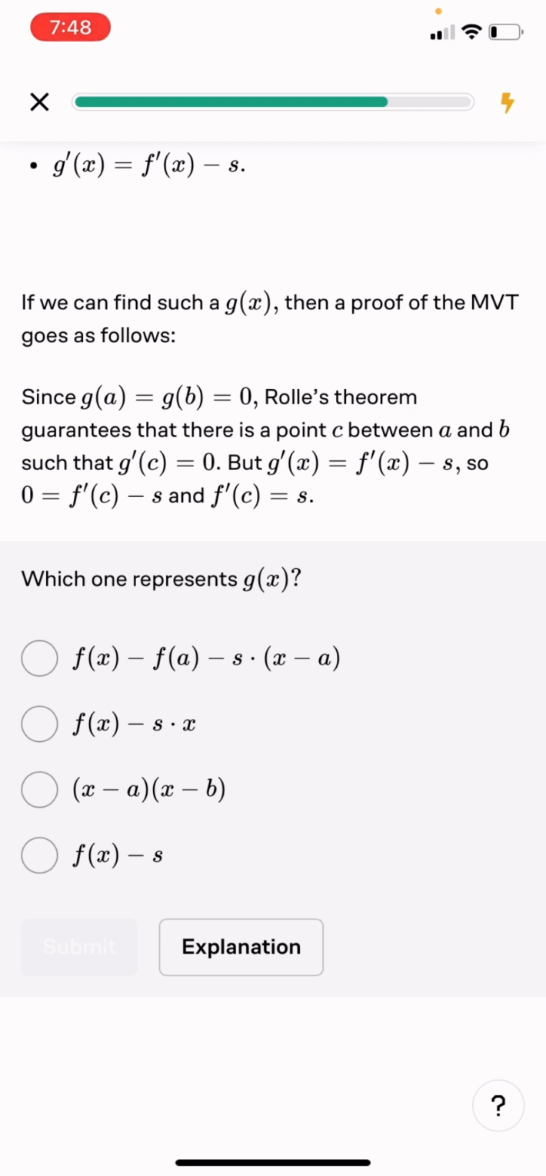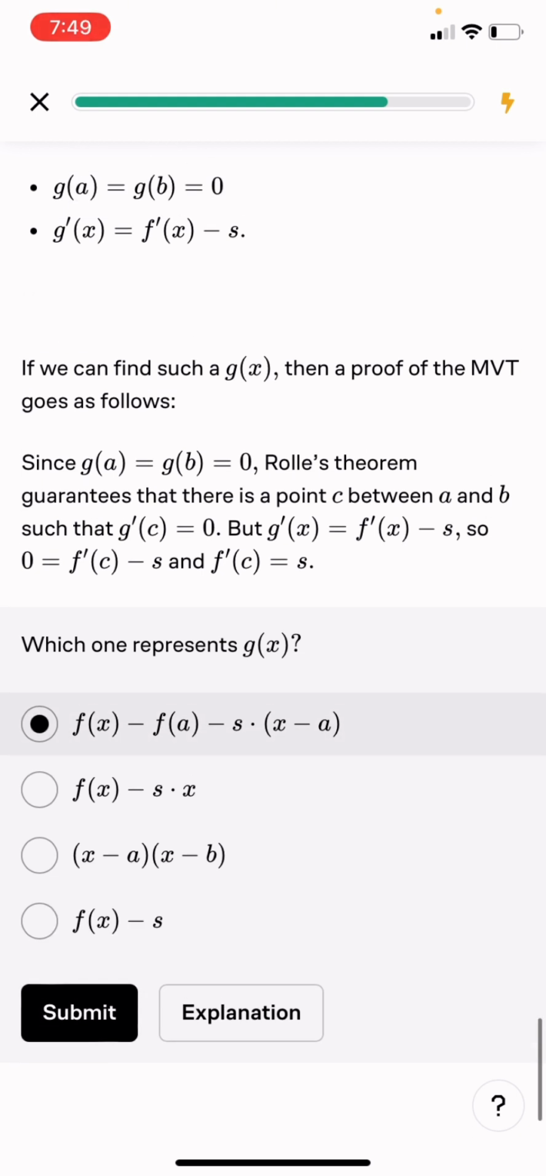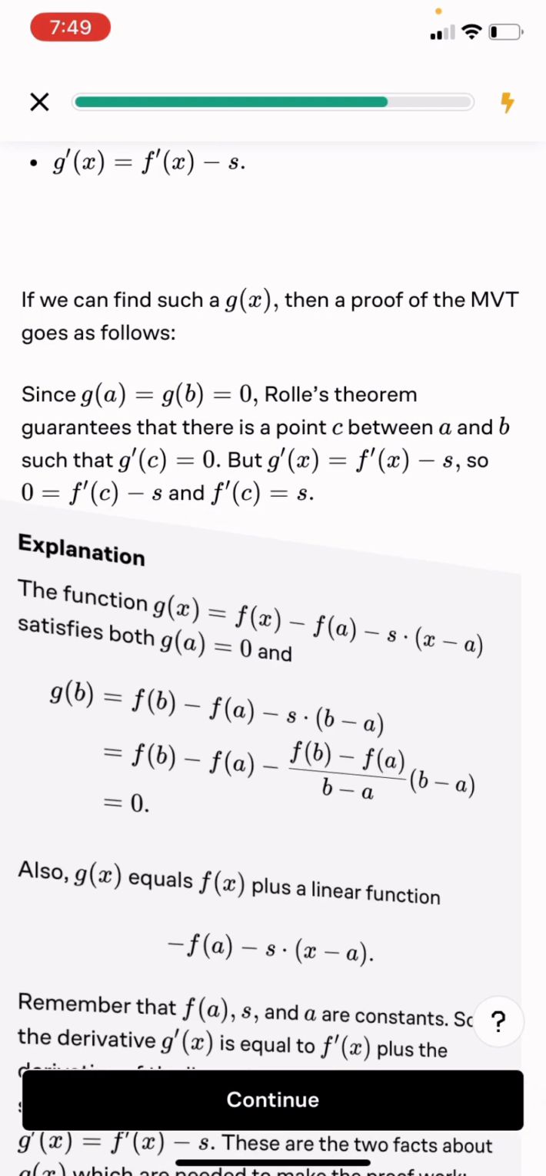The function g(x) equals f(x) minus f(a) minus s times (x minus a) satisfies both g(a) equals 0 and g(b) equals f(b) minus f(a) minus s times (b minus a), which will equal f(b) minus f(a) minus (f(b) minus f(a)) over (b minus a) times (b minus a).